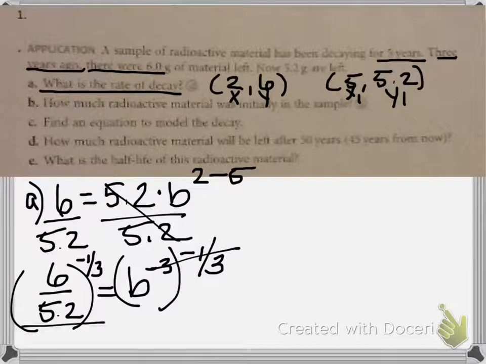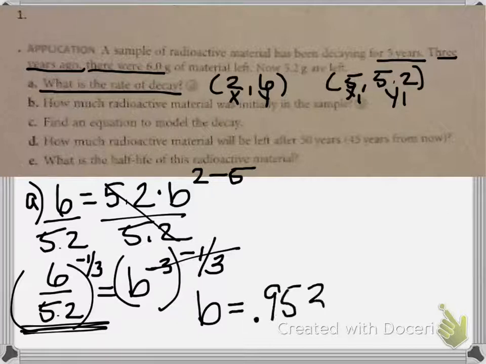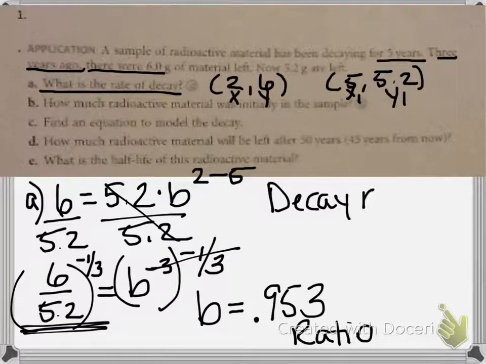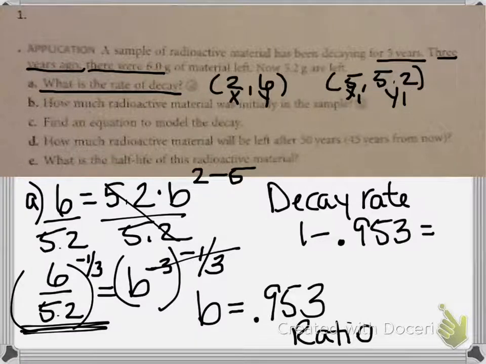And then we put this whole side in the calculator and find out that b is equal to 0.953. So this is the ratio, and if you recall, in order to find the decay rate, we have to subtract that from 1. So 1 minus 0.953 equals 0.047. So the decay rate is 4.7%. And that answers question A.